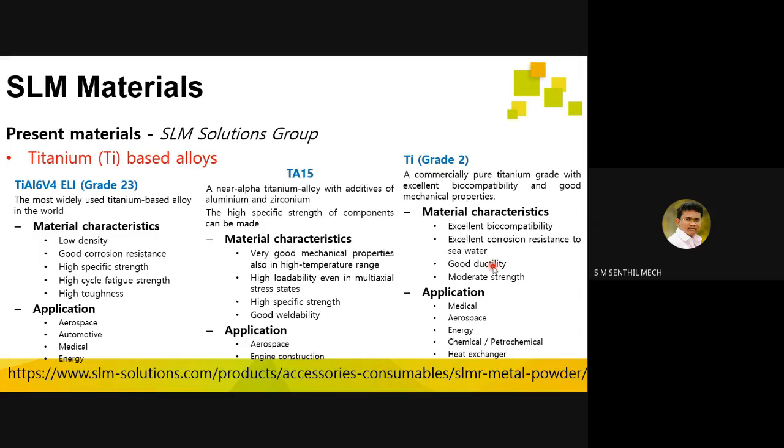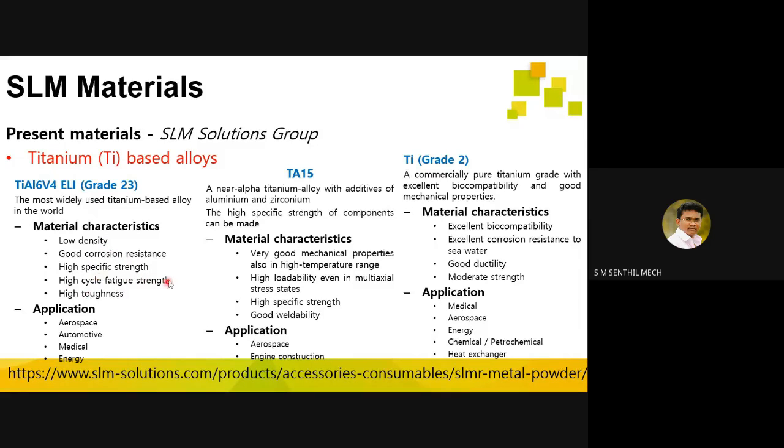Next is titanium-based alloy. Here is Ti-6Al-4V. You can see the name here: titanium, aluminum, and vanadium. These three are put together to form a material. It will have low density but good corrosion resistance and a high cycle fatigue strength.